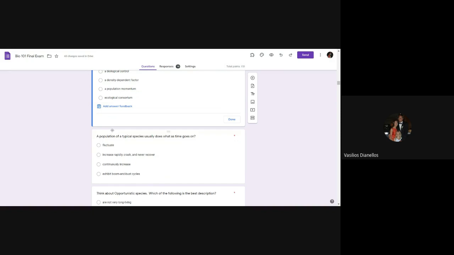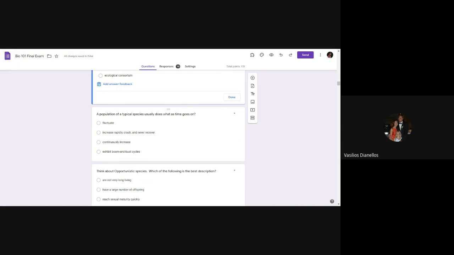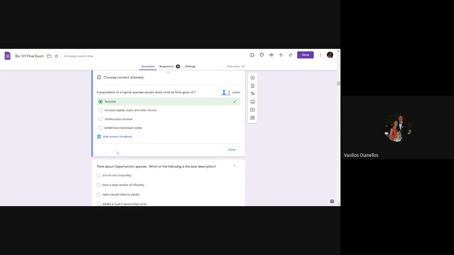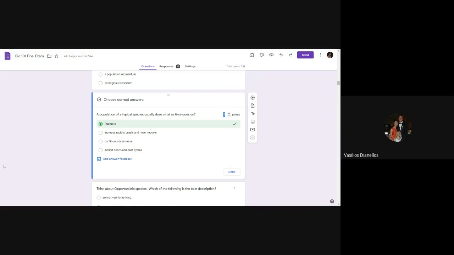Moving forward, a population of a typical species usually does what as time goes on? I thought this was going to be easy, but apparently it wasn't. The answer is fluctuates. Try to picture it in your mind. I wish I could draw it. There, it shows the population increasing. Sorry, look to the left. You can see my cursor moving.